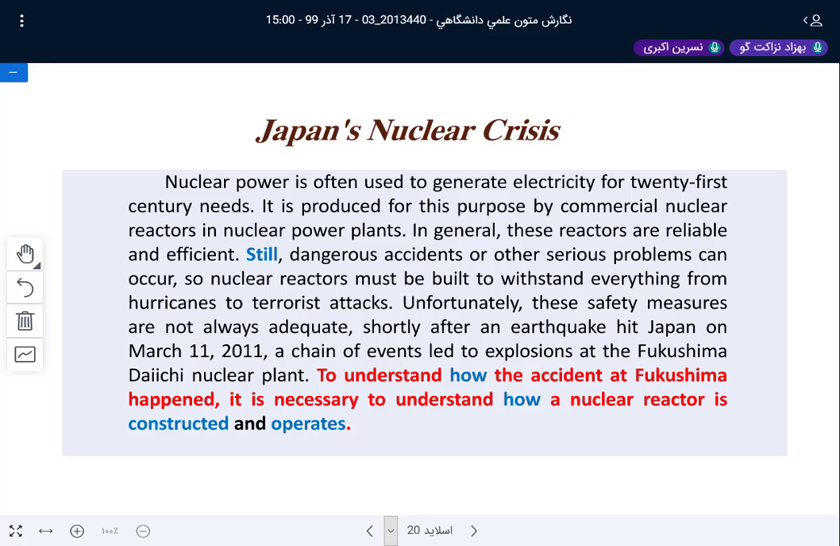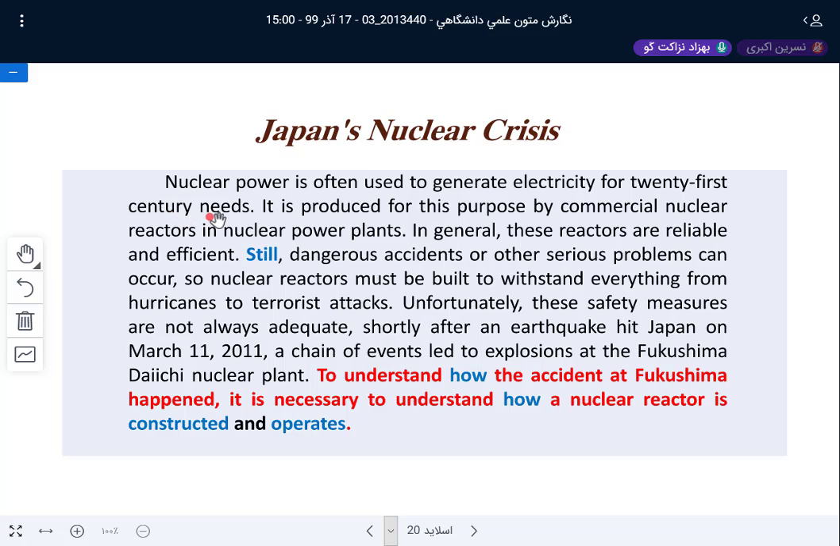Sure. Japan's nuclear crisis. Nuclear power is often used to generate electricity for 21st century needs. Okay. This is the first sentence in the introduction paragraph.